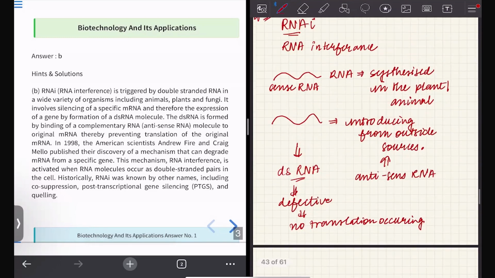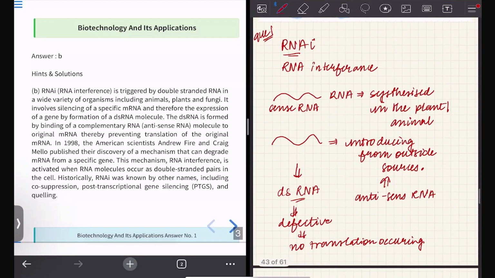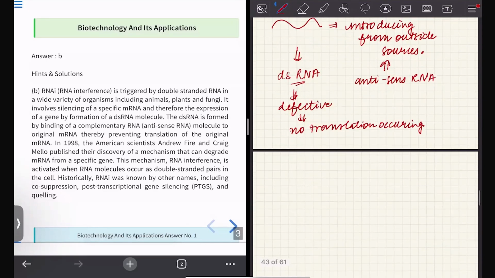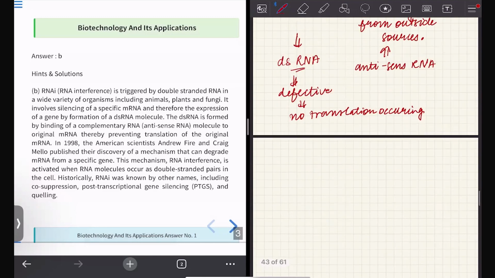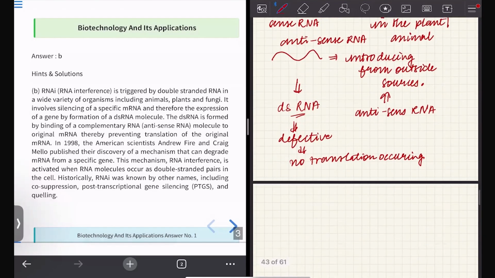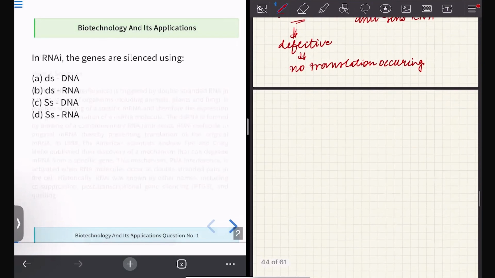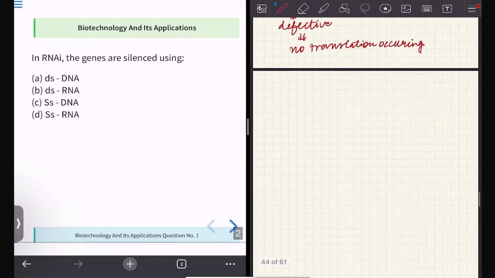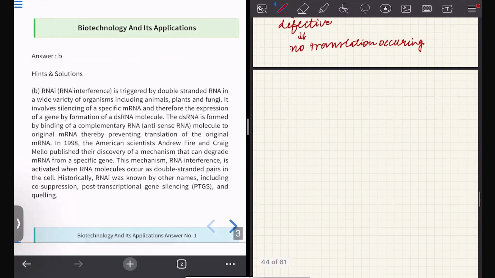Okay, so what are we doing in this particular process? We are introducing an antisense RNA from outside. So antisense RNA is being introduced using genetic tools, and this is used to silence the sense RNA so that no further translation occurs. Okay, so in RNAi the genes are silenced using single-stranded RNA, which is option B.